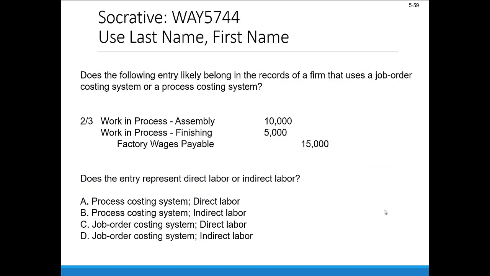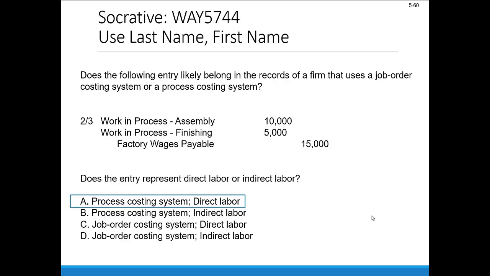Okay, next up, does the following entry likely belong in the records of a firm that uses a job order costing system or a process costing system? And then does the entry represent direct labor or indirect labor? Give that a thought. Pause it here, look at the answers, and then I'll come back with the solution.